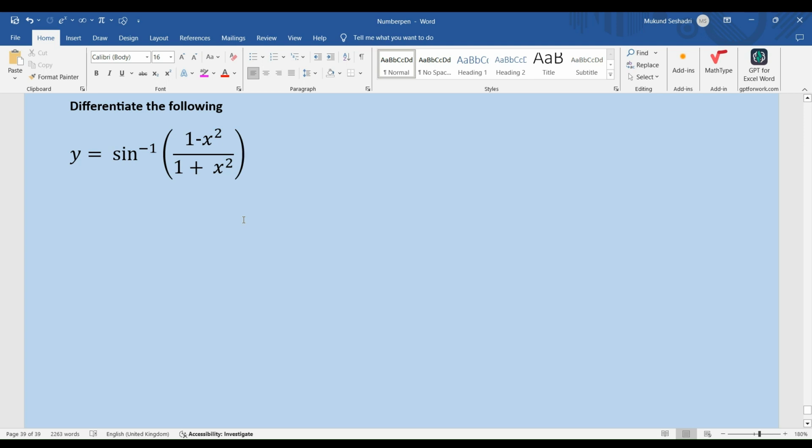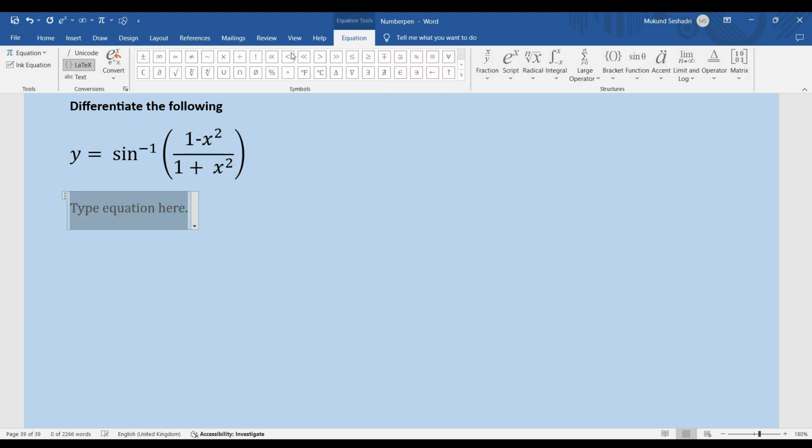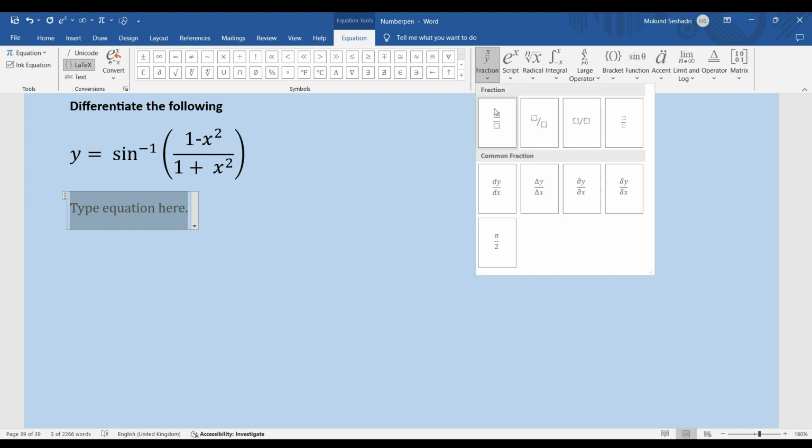So there we have the problem on our screen. Differentiate the following: y equals sine inverse of (1 minus x squared) divided by (1 plus x squared), right? So we have an inverse function here, and I want to draw your attention to the formula we have for inverse of sine, right? So let's write that down.